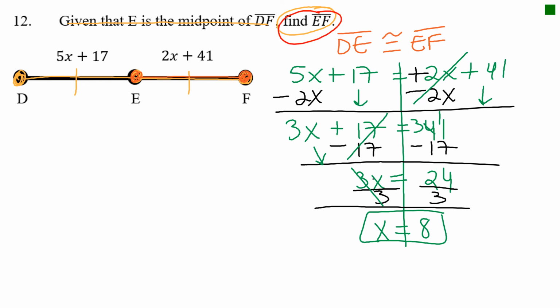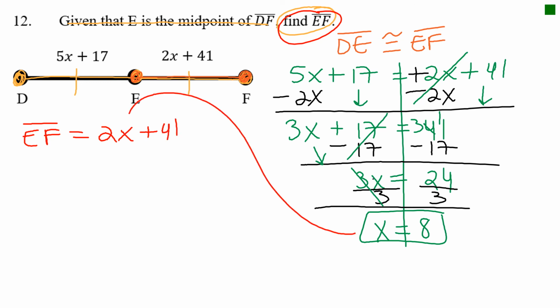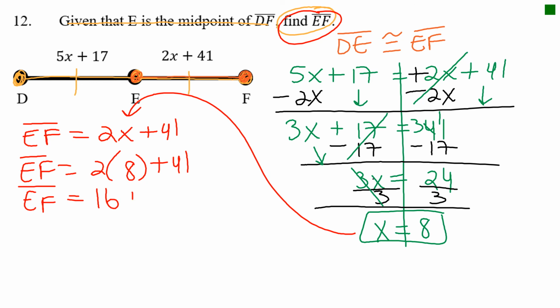So now we need to plug it back into the line segment EF. So the length of EF was 2x plus 41. But now that I know x is equal to 8, I'm going to plug that in. I'm going to substitute it in. So we have EF is equal to 2 parentheses 8 plus 41. 2 times 8 will give us 16. 16 plus 41. So we have EF equals 57.